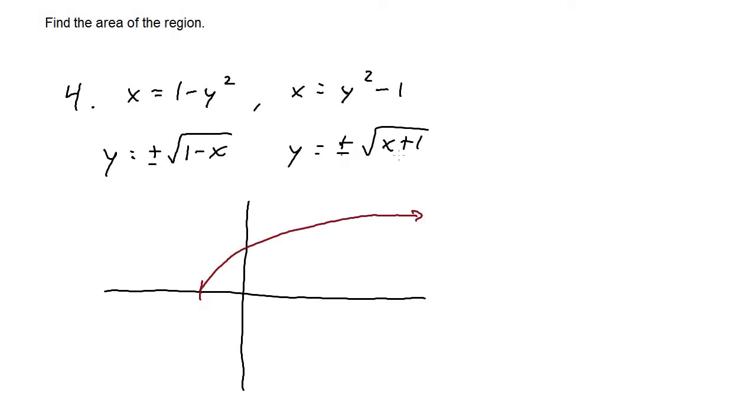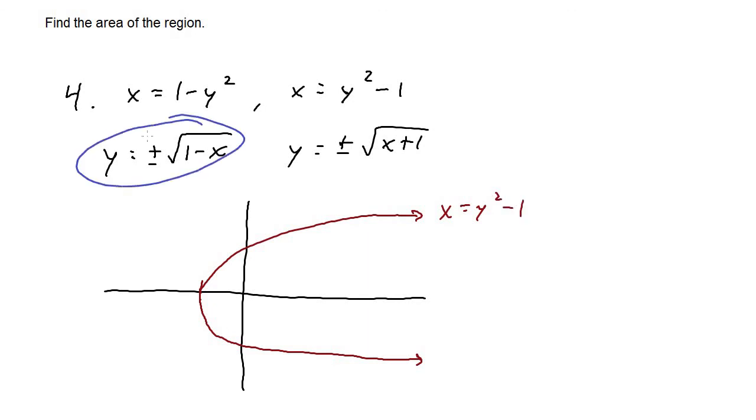Now the negative version, y equals a negative square root of x plus 1, is just going to be a reflection across the x-axis. So this is going to be the graph of y equals plus or minus the square root of x plus 1, or x equals y squared minus 1. I'll write that down. Now for the second equation, we have y equals plus or minus the square root of 1 minus x.